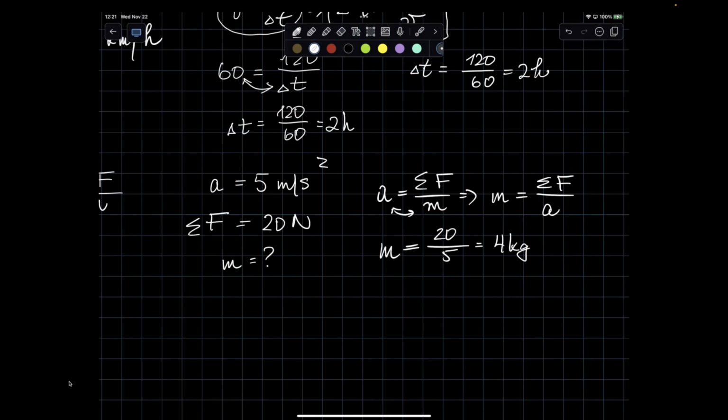Or you can also do, set it up if you're not comfortable with variables, set it up as is. 5 equals 20 over mass, therefore swap these two. Mass is going to be 20 over 5, 4 kilograms.